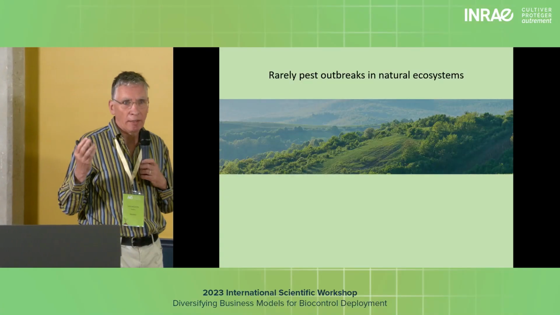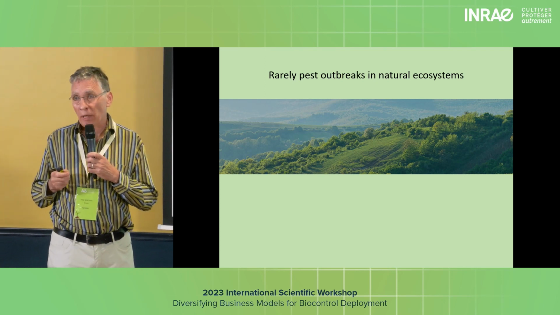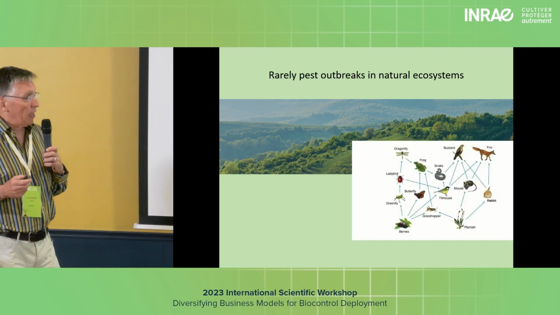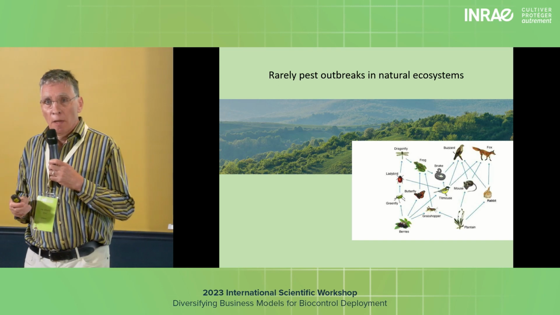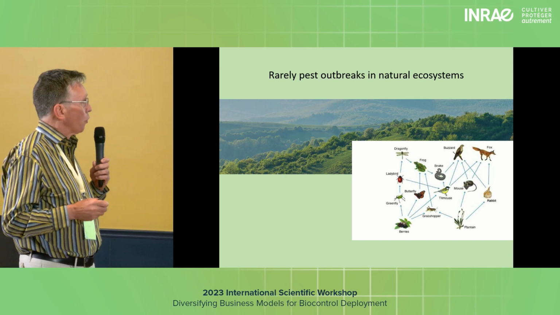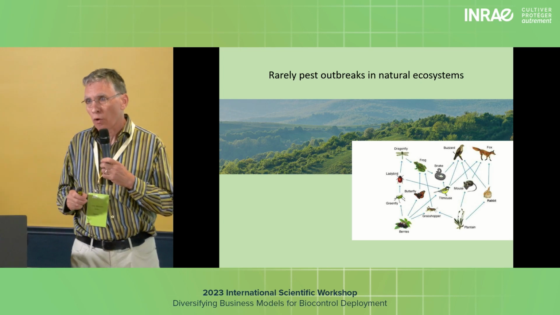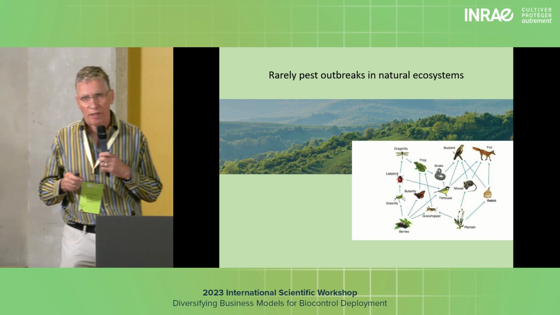All right, if we look at natural ecosystems, then we see that there's very rarely any pest or disease outbreaks as we know them from agricultural systems. And that is because in a natural ecosystem you have this large biodiversity and the different trophic levels that control each other and keep the system in a more or less stable equilibrium.